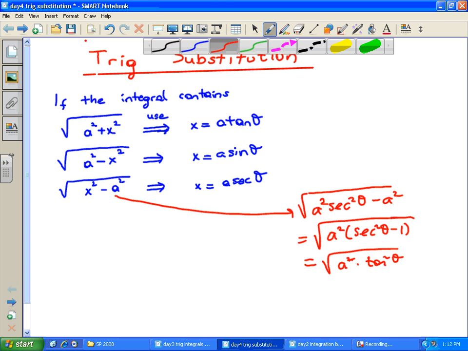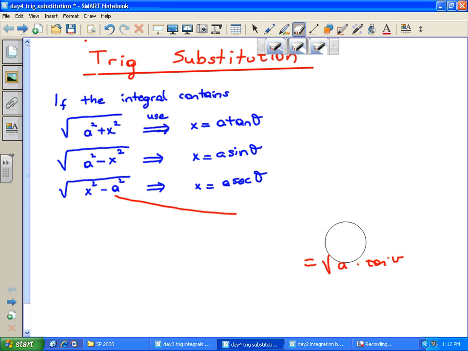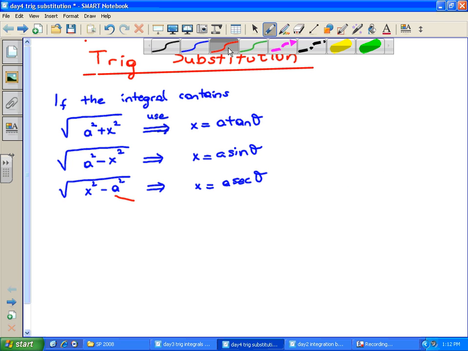Now let's do an example to see what we mean by these substitutions, how we can really use them to solve integrals. And here's our first example. Okay, so here's our example number 1. Let's solve the integral of dx divided by x squared times the square root of x squared minus 25.